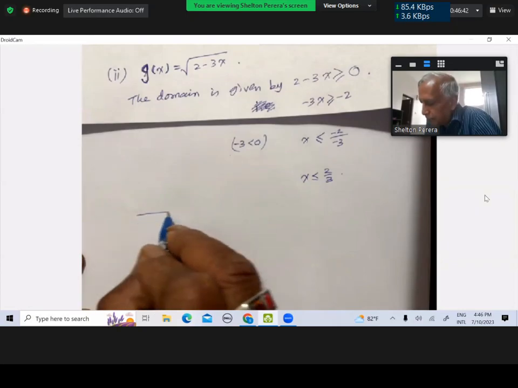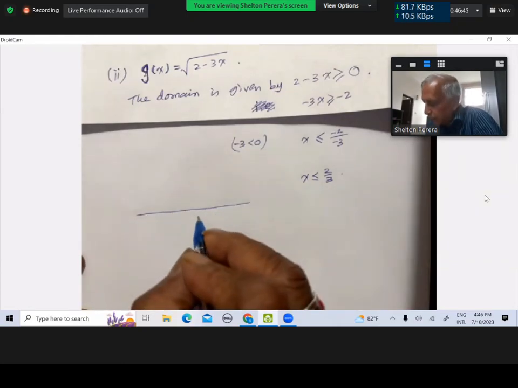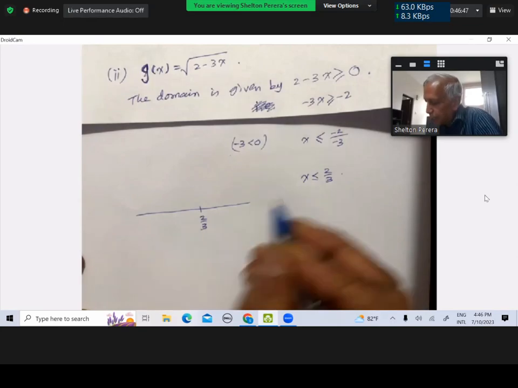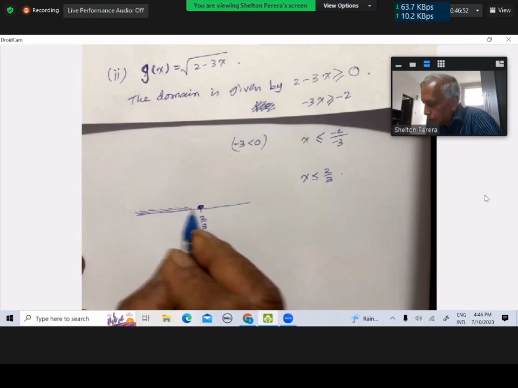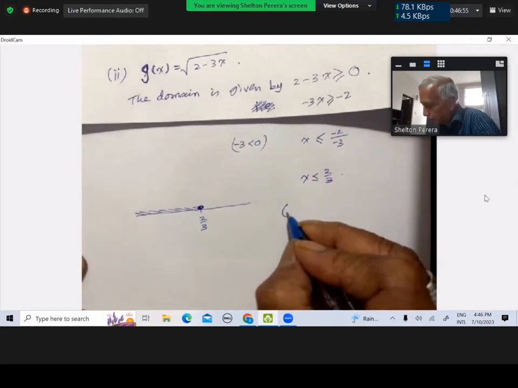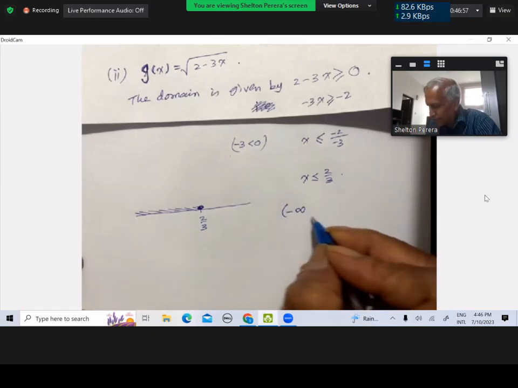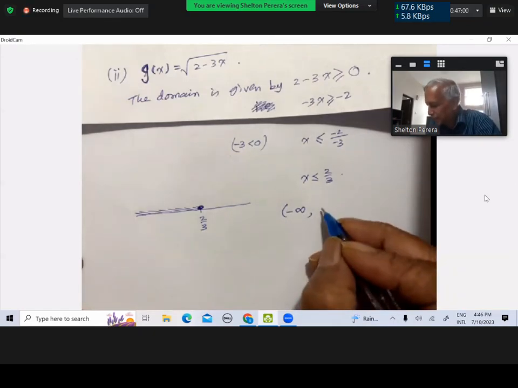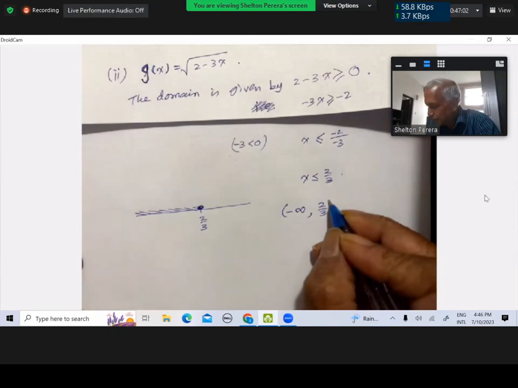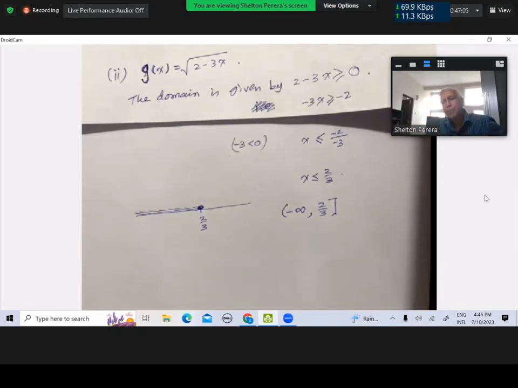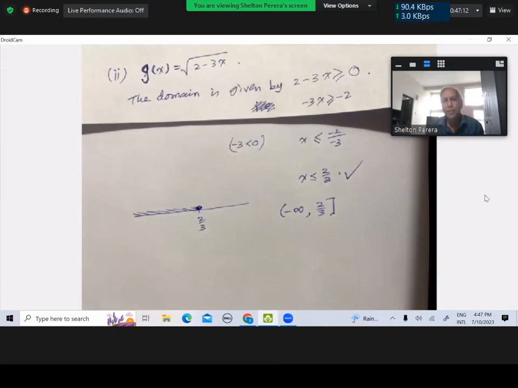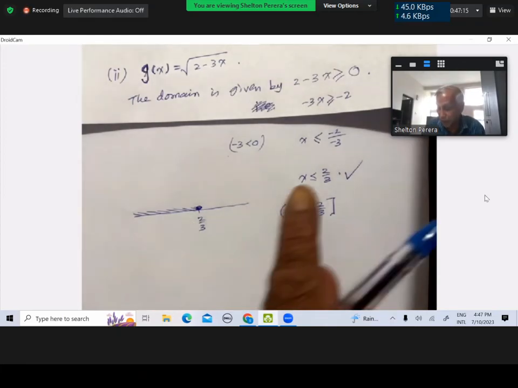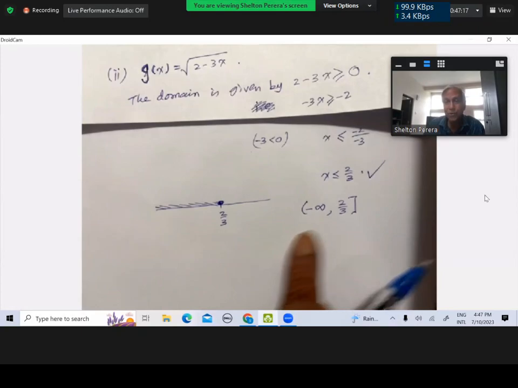On a number line, just plot 2 over 3, less than or equal to this place. It is a closed interval, minus infinity, comma, 2 over 3. The domain is given by this. So if you come up with this, full marks. If you are asked to write it in interval notation, you have to do this next step also.